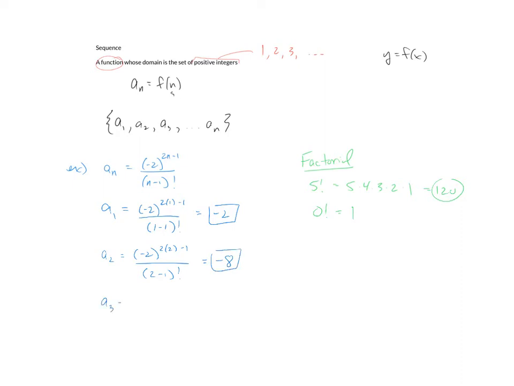The third term would be very similar. Every place you see an n, put a 3. In that denominator, 2 factorial is going to be 2 times 1. So in that denominator, you get a 2. When you clean it all up, you'll get a negative 16. And then finally, a sub 4 means every place you see an n, put a 4.